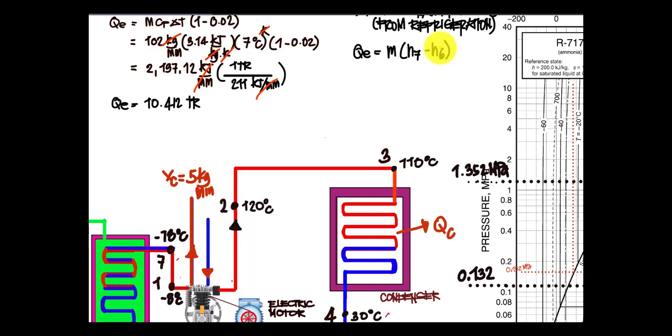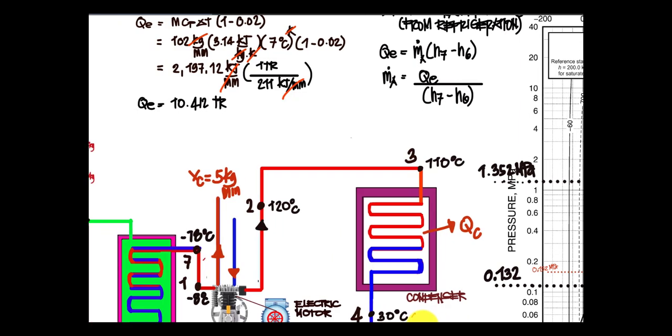Then to get the mass flow rate, we can rewrite our equation. For the mass flow rate of the ammonia, I'm going to write here Ma to represent our ammonia. So we have the refrigerating load, QE, divided by the change in enthalpy from point 6 to point 7.